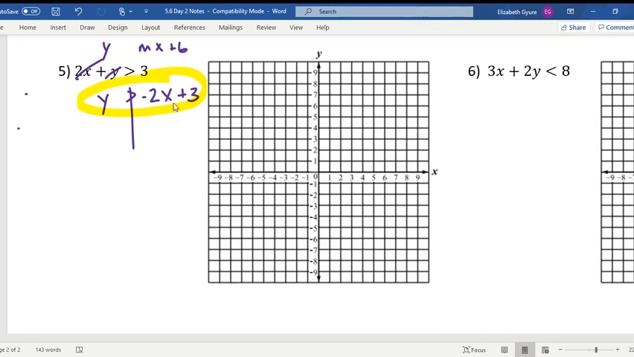Alex, which number here is my y-intercept? The negative 2 or the 3? Yep, it would be the 3. So we're going to put a dot at 3. And then we got to count out our slope, which is negative 2. Jake Sanders, how would I count out a slope of negative 2?